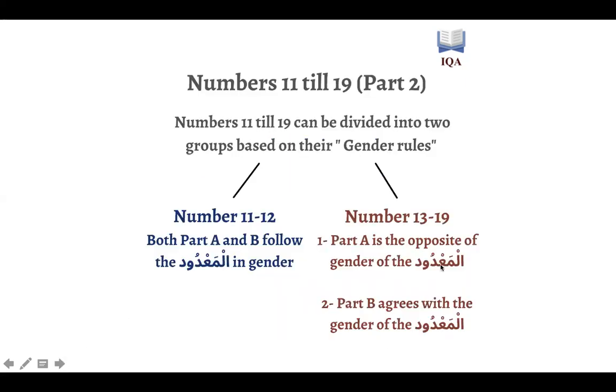Now, that was the first part. Now, this is where it gets confusing. This is where numbers 11 till 19 get confusing. Numbers 11 till 19 can be divided into two groups based on their gender rules.